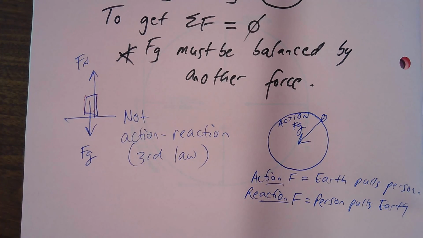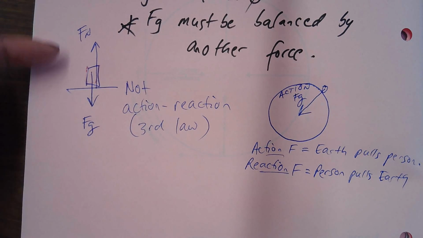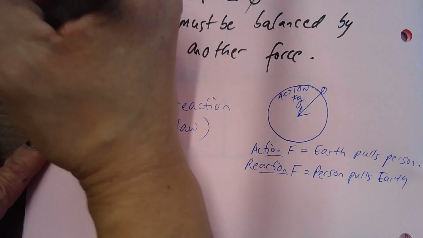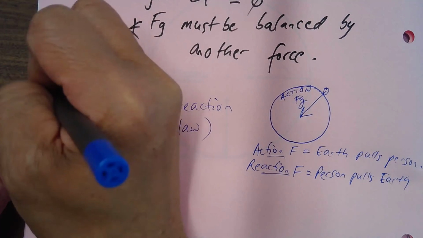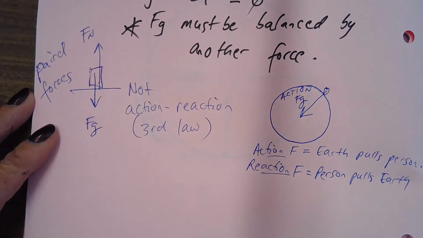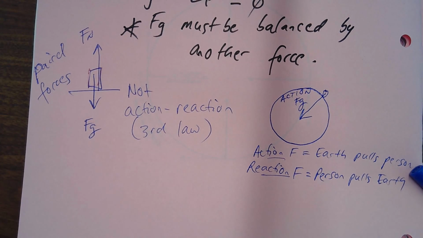So you're sitting on that chair. The chair is offering a surface force. That's perpendicular to the surface. That is just a paired force here. This is called paired forces. They are not action and reaction. The true reaction is the exact opposite of the action force.